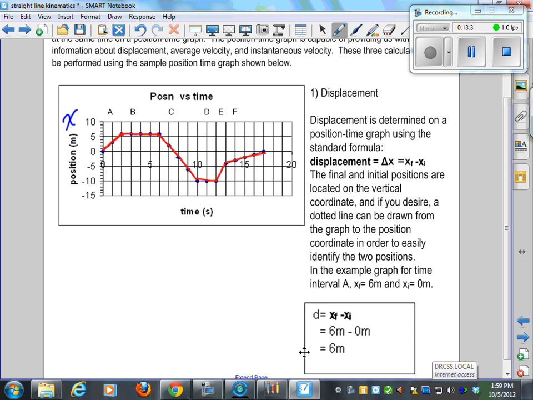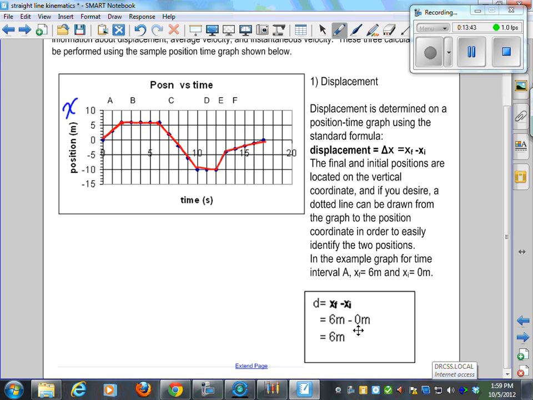The displacement for interval A: where does it start off on interval A? It starts off at 0, and it goes to 6. So our displacement is 6 minus 0, or 6. The displacement is 6. Now, is this thing moving up to 6? Yes, it has a positive slope. We're talking about train cars or things that just move left to right, rectilinear motion. So it's going from 0 to 6, a displacement of 6.